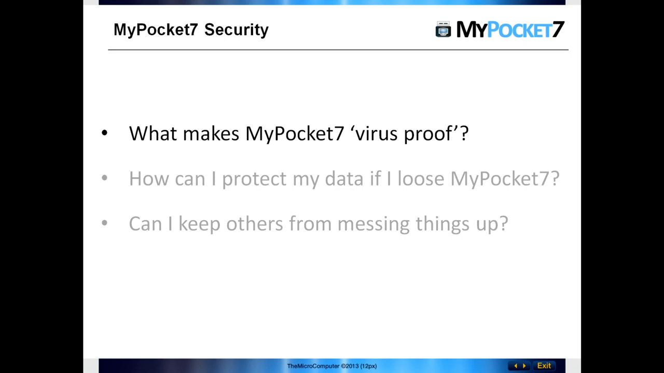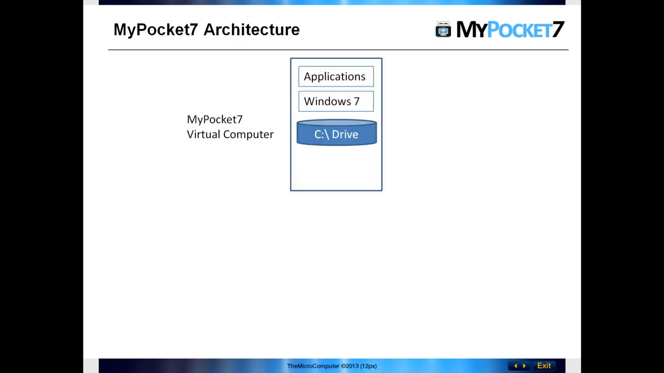To understand how MyPocket7 protects your system from viruses and other malware, let's have a look at the basics of the MyPocket7 architecture. MyPocket7 comprises a Windows 7 installation that is started in a virtual computer, which is computer hardware emulated in software. It is like running a computer within a computer. With the MyPocket7, this virtual computer runs Windows 7.